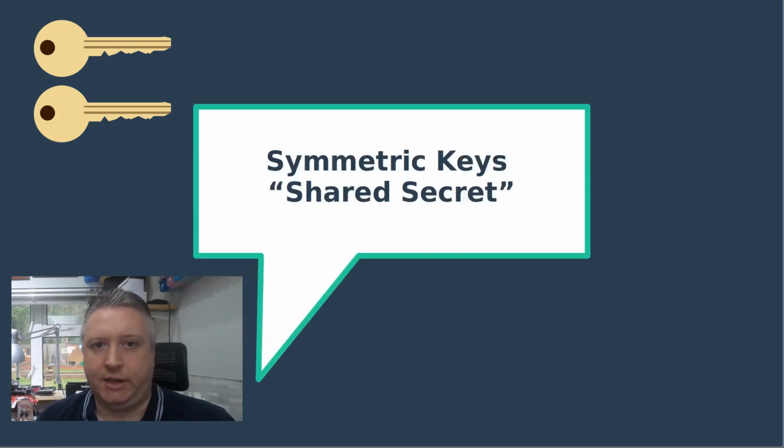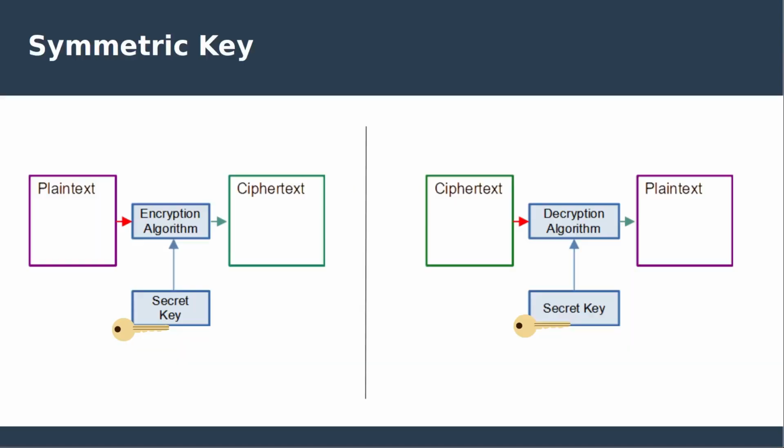Algorithms using symmetric keys are often called a shared secret. This is because the key used for encrypting and decrypting the data has to be the same, and both parties must therefore know the key. They share the key. The encryption is performed using a secret key. The resulting ciphertext is passed to the recipient. The recipient then uses the same secret key to decode the message. This is fast, and with a sufficiently large key can be very difficult to break.